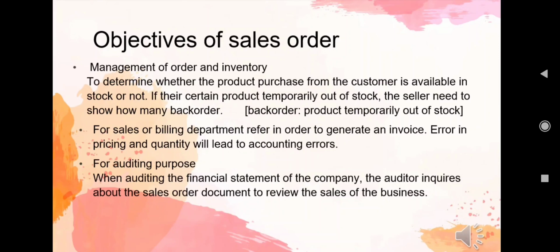Number 2, for the sales or billing department to refer to in order to generate an invoice. Errors in pricing and quantity will lead to accounting errors. And number 3, for auditing purposes. When auditing the financial statement of the company, the auditor inquires about the sales order document to review the sales of the business.